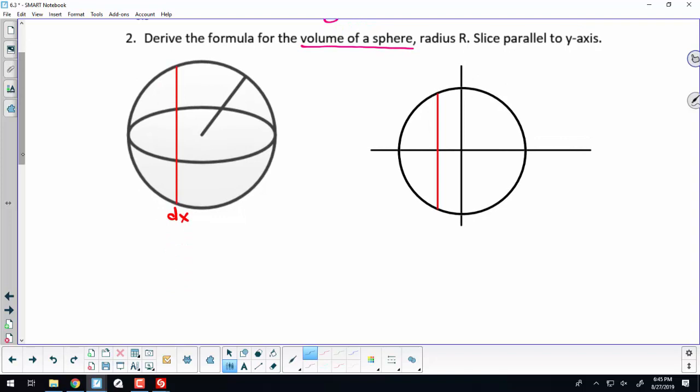So cross sections are circles whose area is pi r squared. But since we're integrating with respect to x, we need r in terms of x.